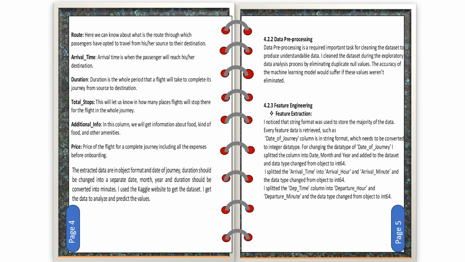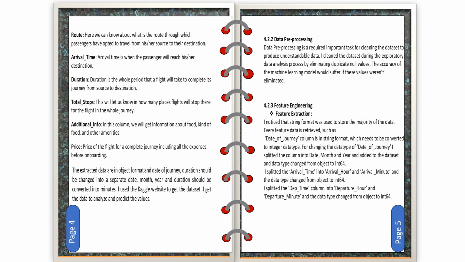And next is data preprocessing. Data preprocessing is a required, important task for cleaning the dataset to produce understandable data. Next is feature engineering. First in feature engineering, the first one I want to tell is feature extraction. I noticed that string formats were used to store the majority of the data, such as the date of journey column, which is in string format and needs to be converted to integer data type.